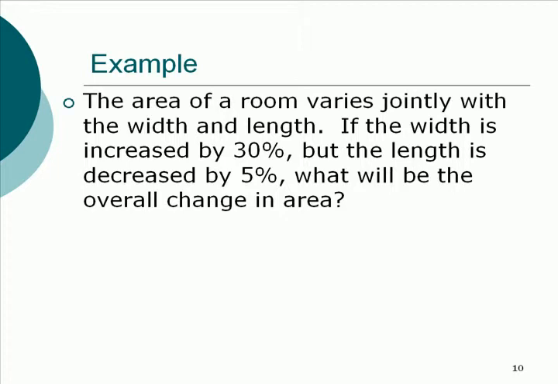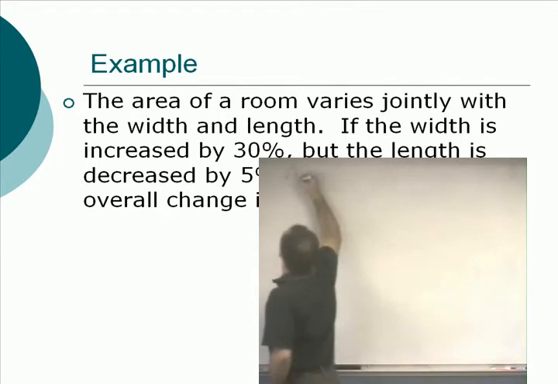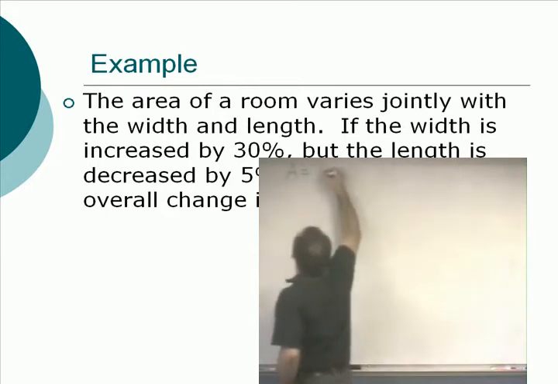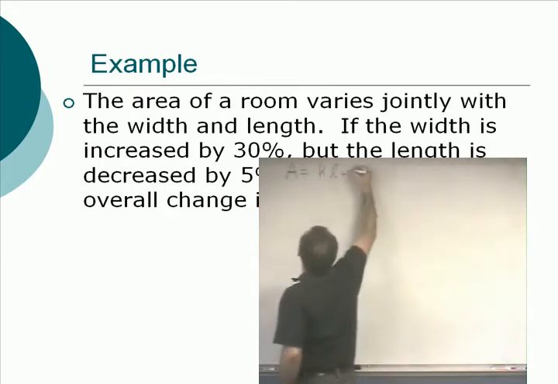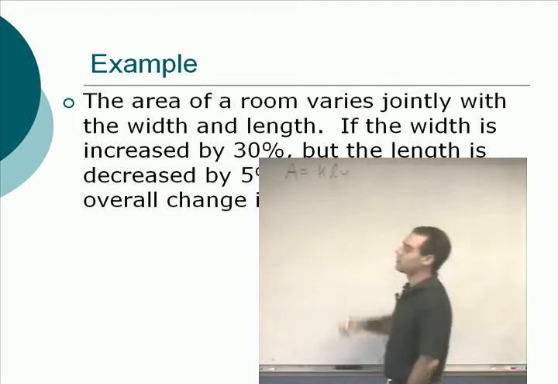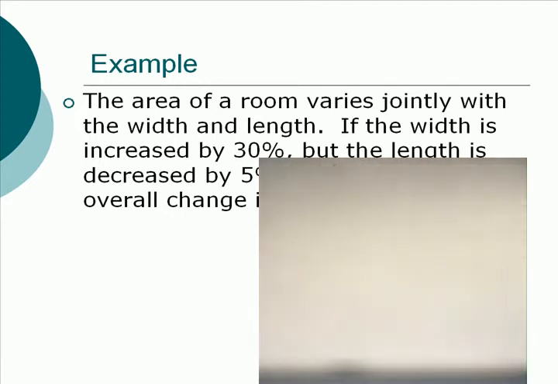Start with your relationship. First sentence, area of a room varies jointly with width and length. Right there. What are you told? Varies jointly with length and width. There you go. So you've got your relationship established. Now we're going to do like we did before. We're going to have an original and we're going to have the new one. We don't have solid numbers to work with here.